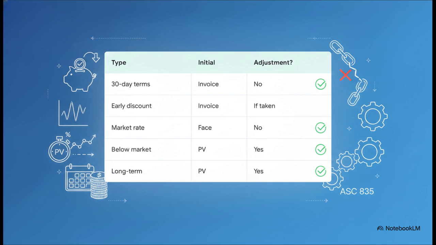And finally, any long-term receivable extending beyond a year, that strictly requires discounting to present value, because a significant financing component exists. If you miss these adjustments, you're heading straight into non-compliant financials territory.